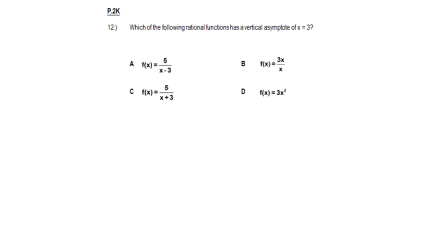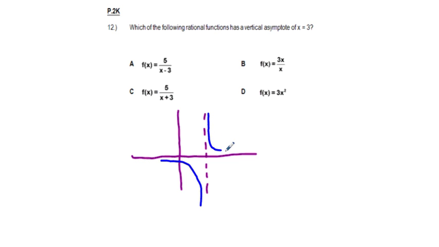12. Which of the following rational functions has a vertical asymptote of x equals 3? Well, it's going to be this answer choice A, because we have this x minus 3. We're going to have a vertical asymptote at x equals 3, and then we have one side of the curve like this, another side like this. So that's what it's going to look like. It should be very easy to graph these.